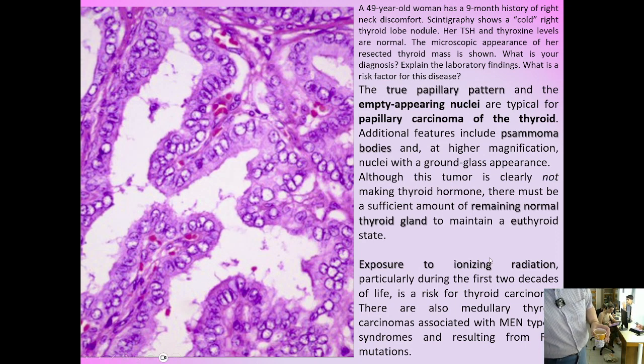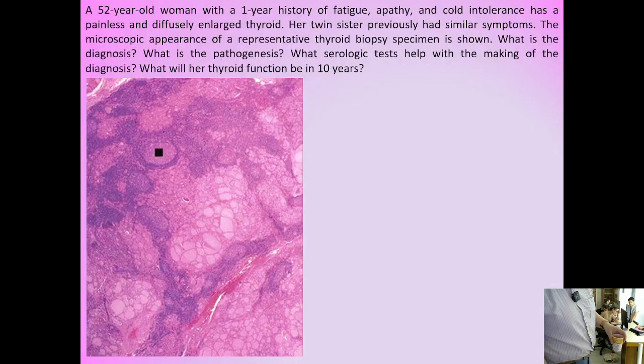And we have exposure to ionizing radiation as a predisposing factor when the patient is still very young. And there are also some syndromes in which RET gene mutations are involved, and it can be related with medullary carcinoma, which is of a different origin, as we have clarified. But when we have a multiple endocrine neoplasia syndrome, we may have various types of thyroid cancer.